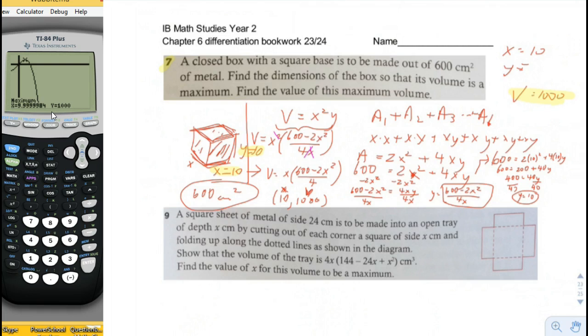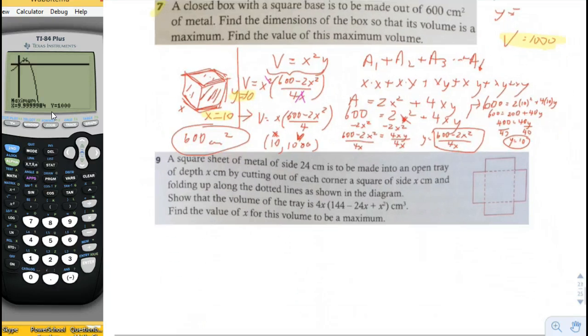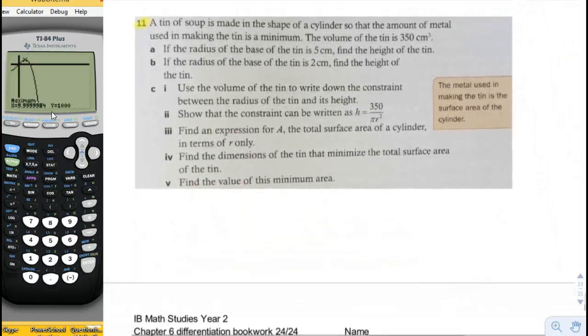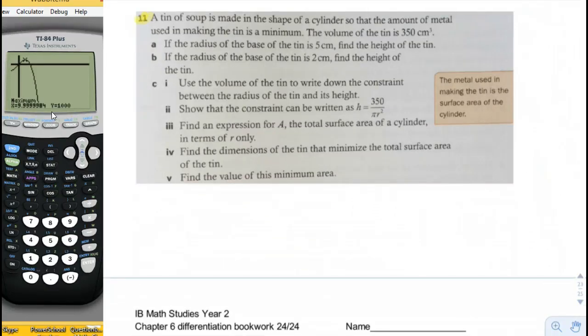Okay, all right. Now we're going to go down to number 11. A tin of soup is made in the shape of a cylinder so that the amount of metal used in making the tin is a minimum.